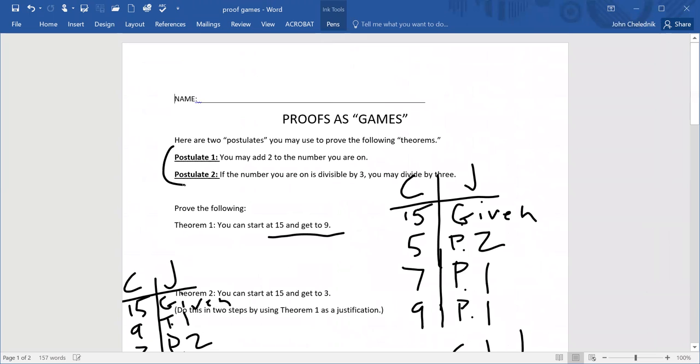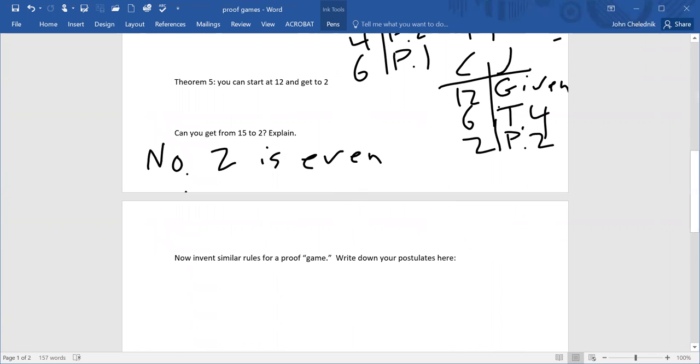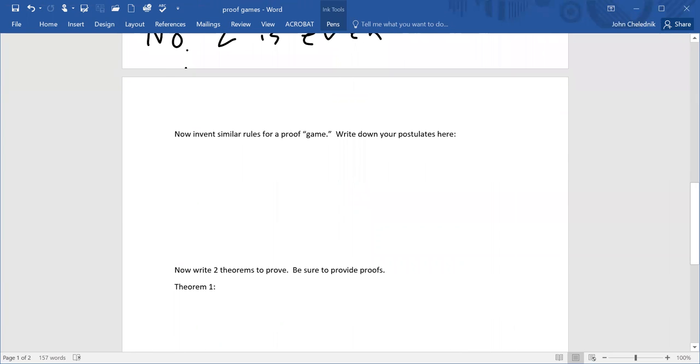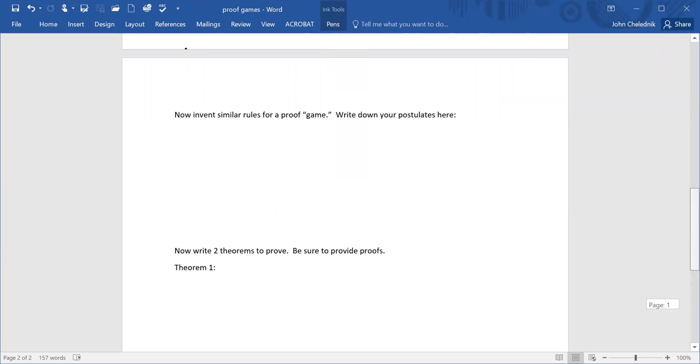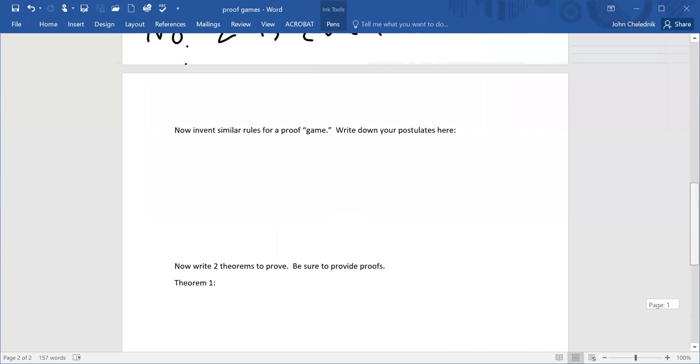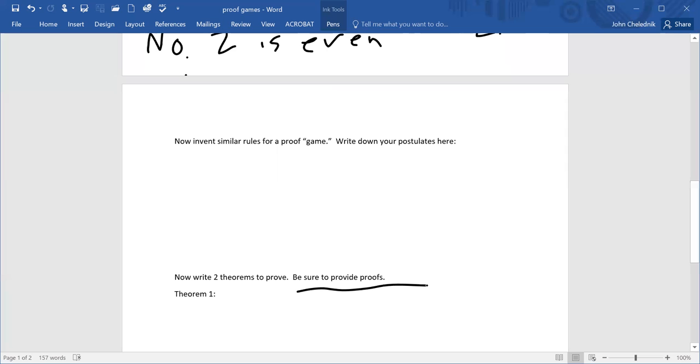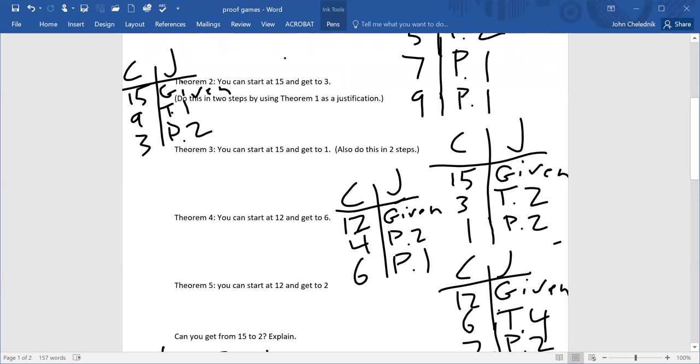Now on the back, you're supposed to come up with your own 2 postulates, similar to these 2 here, but you make your own up. And then from your postulates, you're going to make 2 theorems. I'm not going to go over how to do that because that's something you have to do on your own. But be sure to provide proofs and turn it in when you're all done.